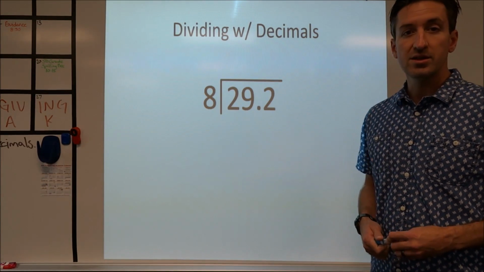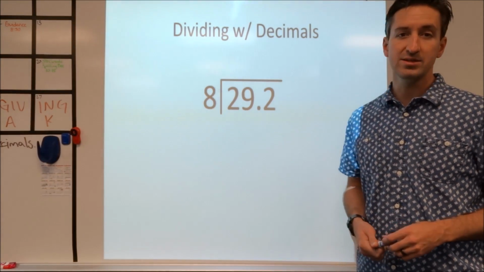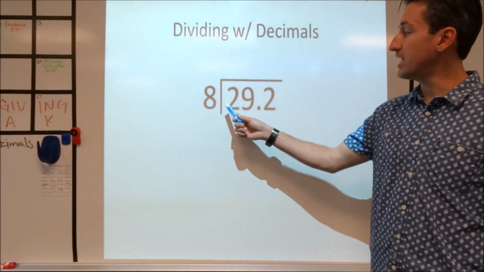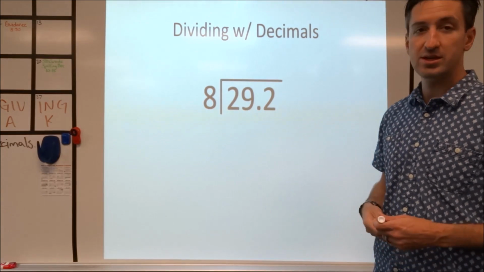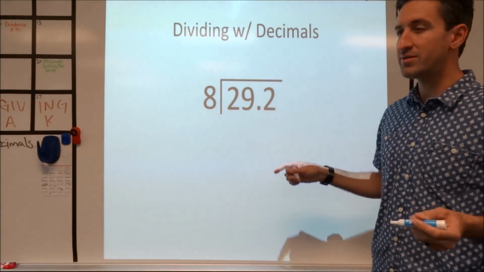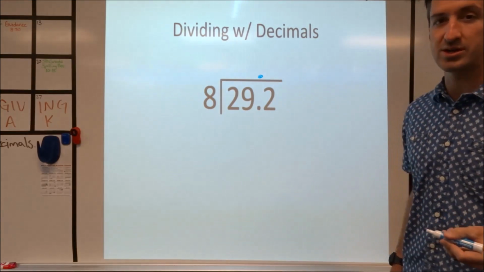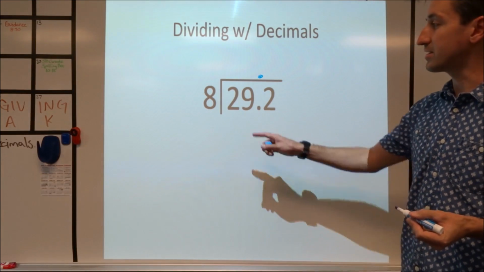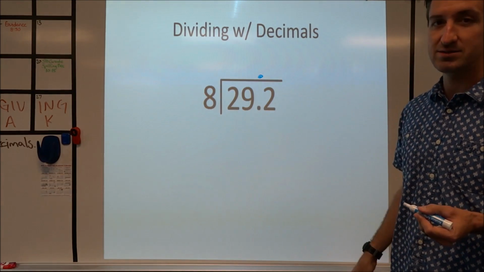Alright, let's get started. The first problem that we have is 29 2/10 divided by 8. Now I know that 8 will not go into 2, but it will go into 29. It will go into 29 3 times. But before I even get started with that, I want to put my decimal up in my quotient area.